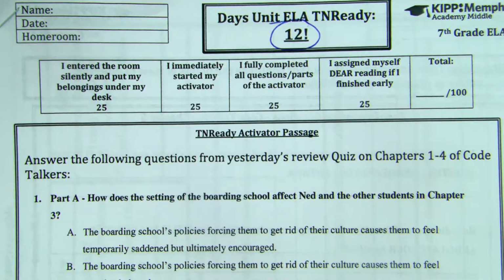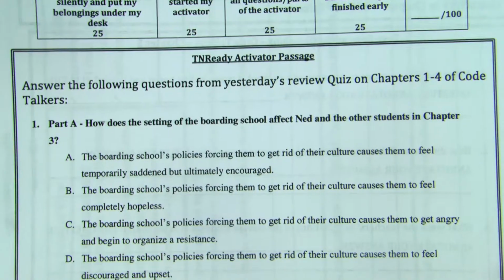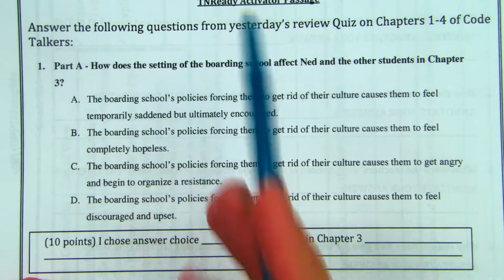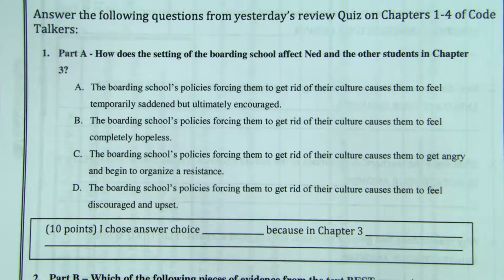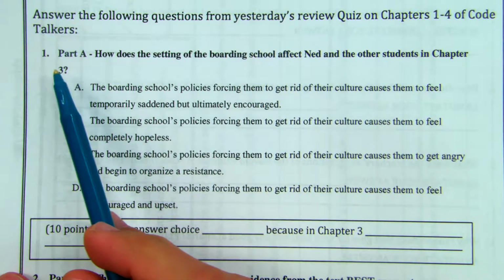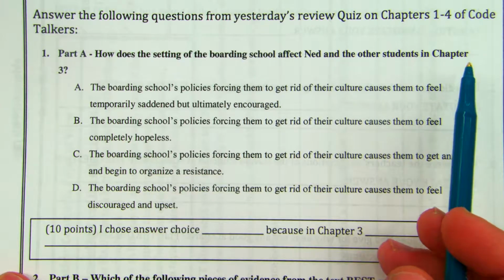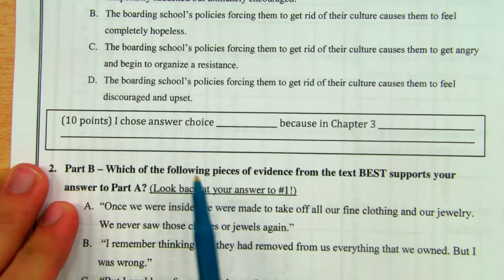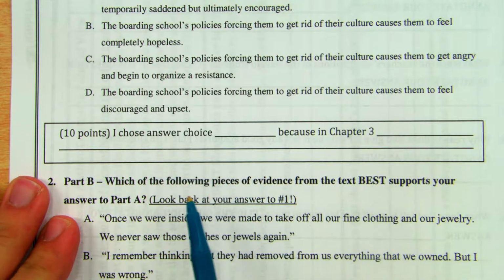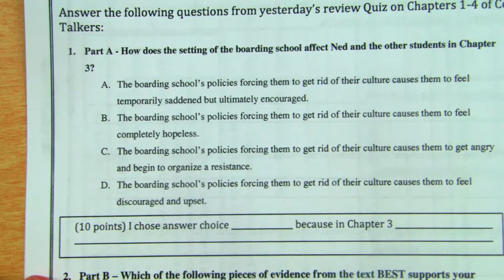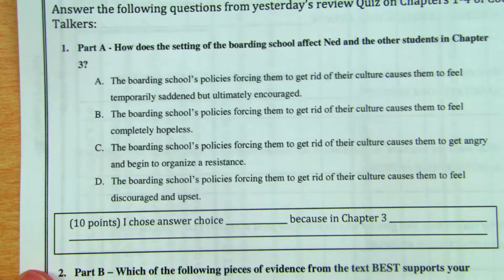Let's take a look at our 10 ready or just activator for this morning. It says, answer the following questions from yesterday's review quiz on chapters 1 through 4 of Code Talkers. Both of these questions were on yesterday's quiz, but the answers have been mixed up, so they look a little bit different. Question for part A says, how does the setting of the boarding school affect Ned and the other students in chapter 3? Part B says, which of the following piece of evidence from the text best supports your answer to part A? These part A, part B questions are always going to be answer and then evidence.